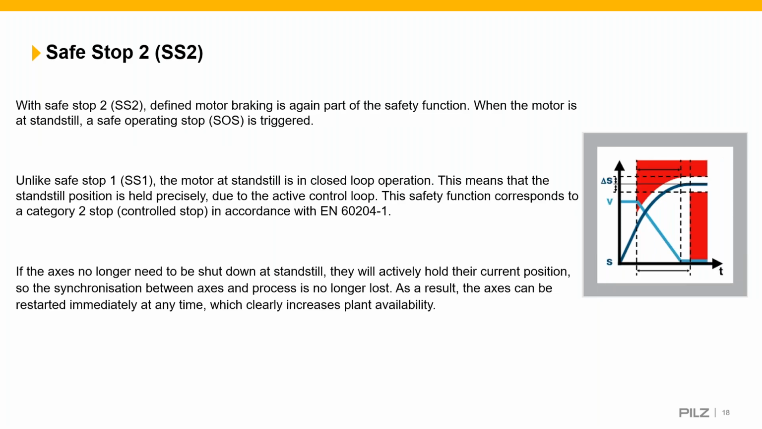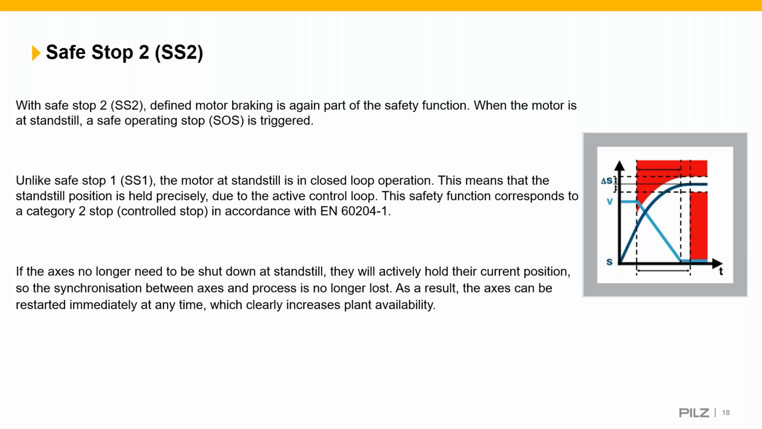Safe stop 2. With safe stop 2 or SS2, defined motor braking is again part of the safety function. When the motor is at standstill, a safe operating stop is triggered. Unlike safe stop 1, the motor at standstill is in closed loop operation. This means that the standstill position is held precisely, so it's active, due to the active control loop. And of course, this safety function corresponds to a category 2 stop according to 60204. So it's a slight difference, but you can see what that difference is, hopefully.